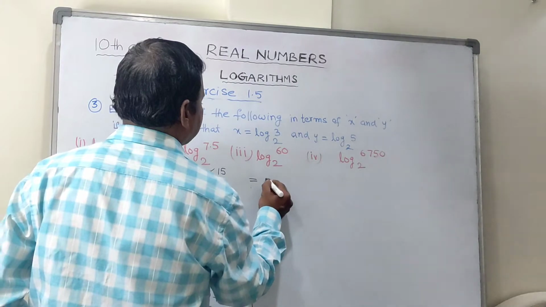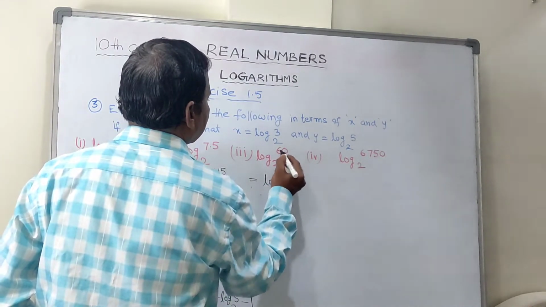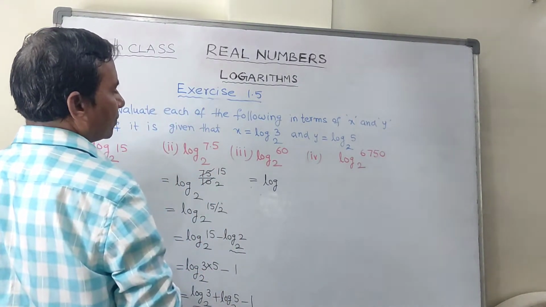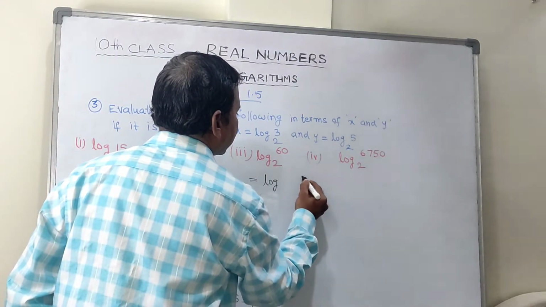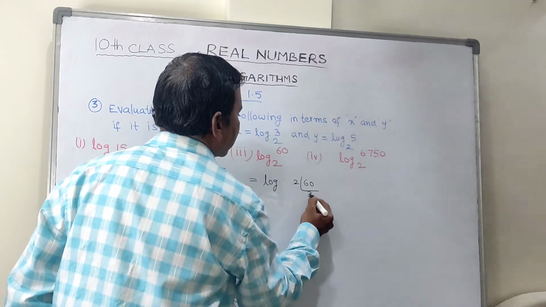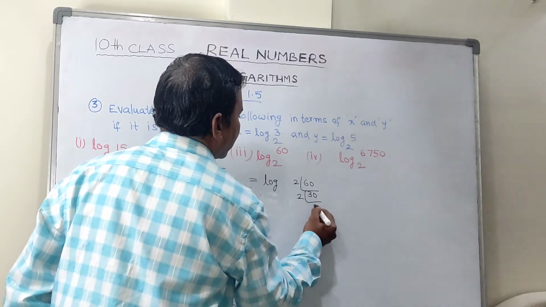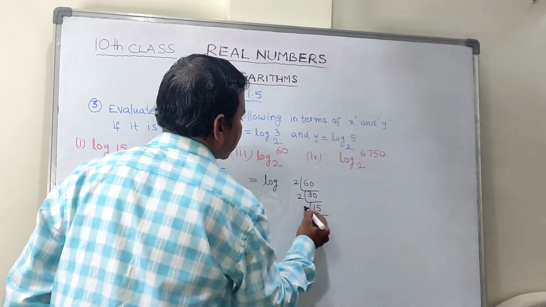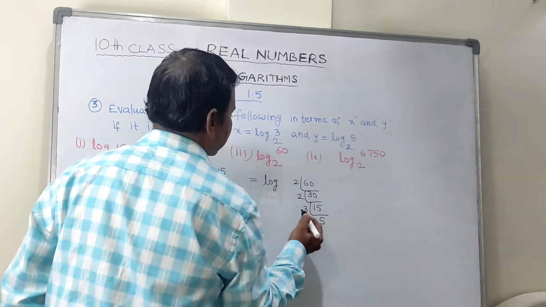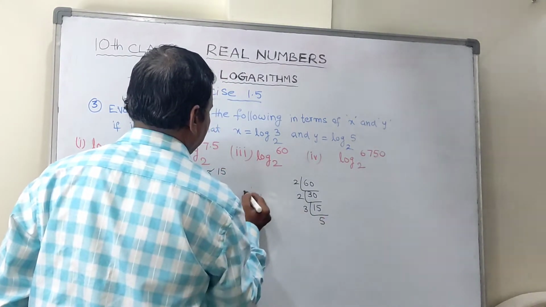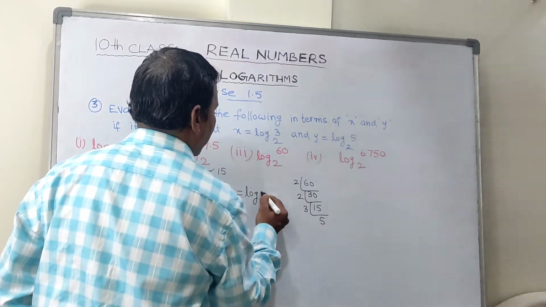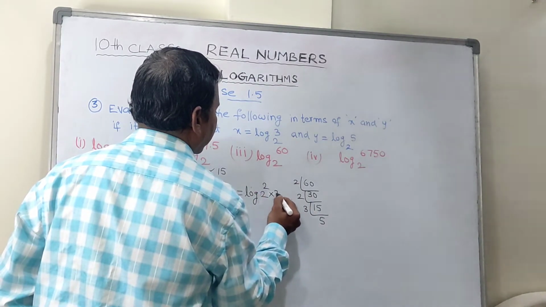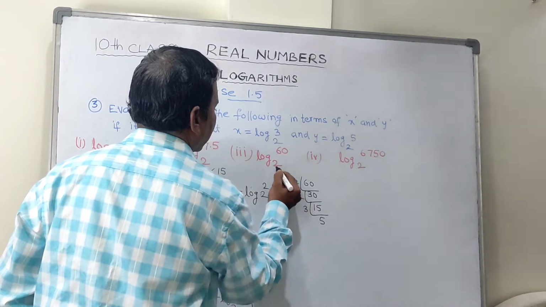Here also, 60 we have to write in exponential form. How can you write 60? Take LCM: 2 30s are, 2 15s are, 3 5s are. Means the question we can write as 2 square into 3 into 5, base is 2.